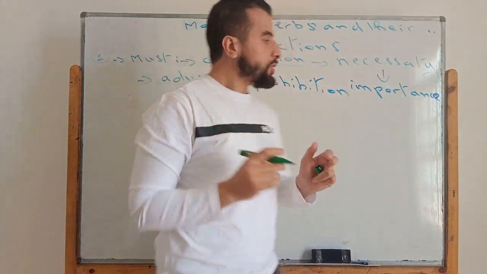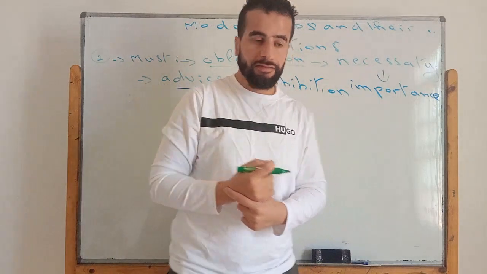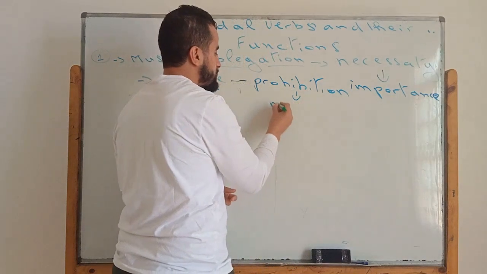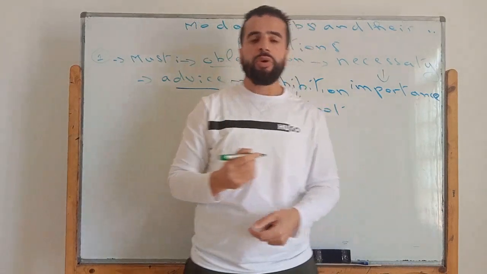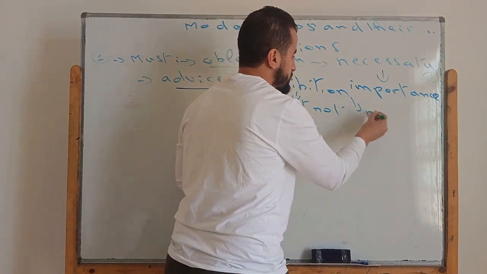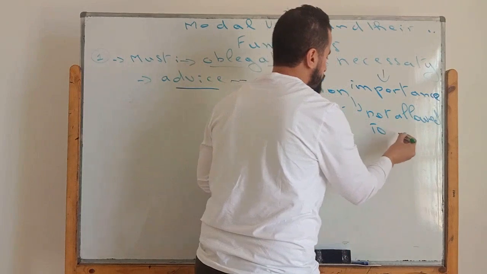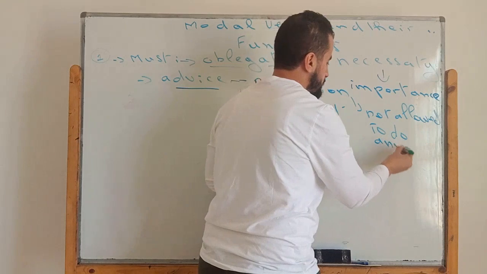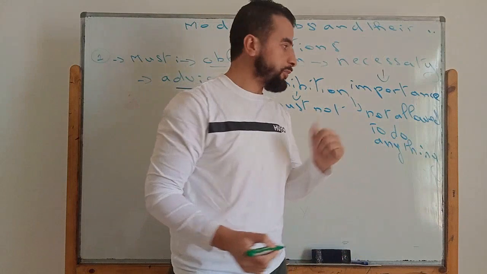For prohibition, you take the modal verb must and form it into a negative, right? So for the word must, it becomes must not. This is the prohibition. Prohibition means you are not allowed to do something, to do anything, right? This is the meaning of prohibition.